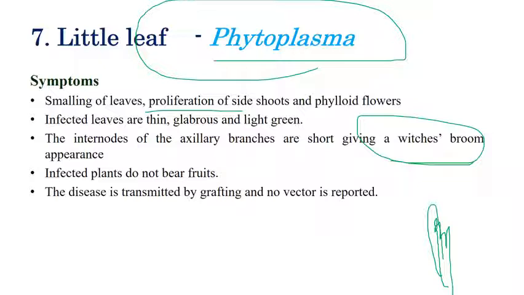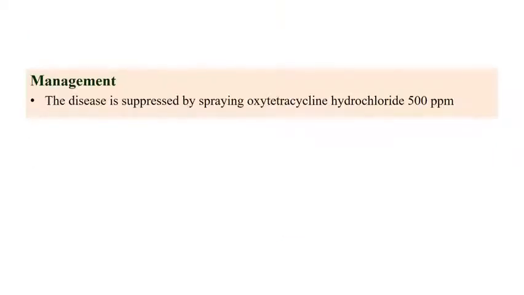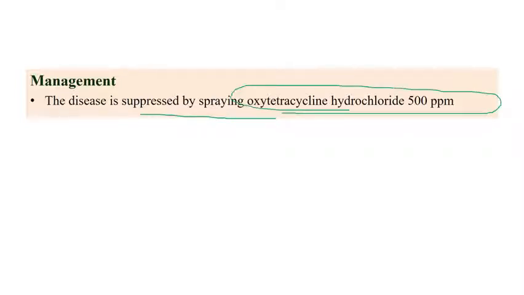Little leaf of field bean is transmitted by grafting, and so far no vector has been reported for this disease. Coming to the management aspects, the disease is suppressed by spraying oxytetracycline and hydrochloride at 500 ppm to reduce the infestation.